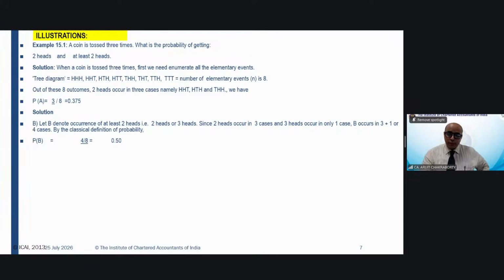Similarly, if I say that when I'm rolling a dice, what is the probability of getting at least four? At least four means a score which is equal to 4, or it could be more than 4. So it could be 4, 5, and 6. So here also we see that at least two heads means the two heads, one tail combination, or it could be exactly three heads.